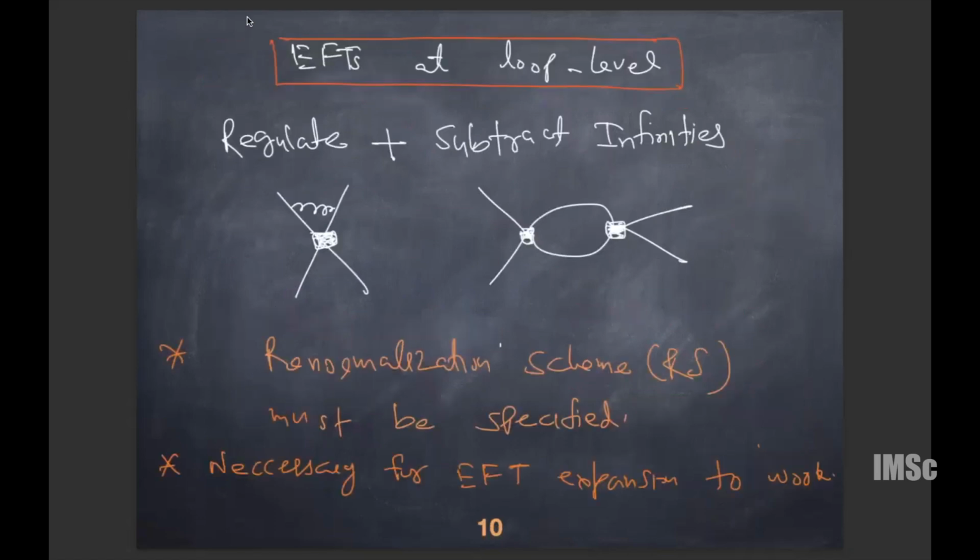Here I will just mention the complexity that will happen at the loop level. I will talk about it in a bit. At the loop level, the EFTs are much more rich and complicated. First of all, you have to renormalize the EFTs, and while renormalizing, you have to choose a proper scheme for the renormalization. We will see what I mean by renormalization scheme, and choosing a bad scheme can result in various kinds of problems. We will see all that.